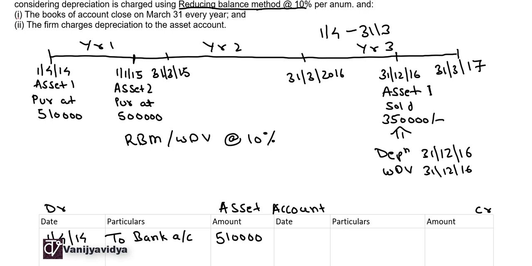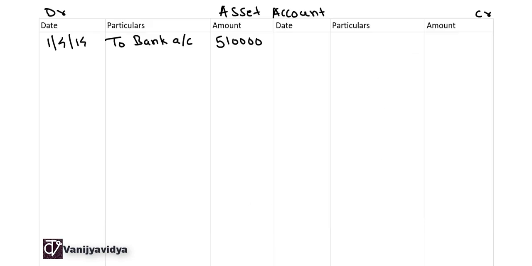So in year 1, the next transaction is on 1st Jan 2015, asset 2 was purchased at 5 lakh. So let's record this purchase of asset in the asset account. Entry will be again asset account debit to bank account 5 lakh. So on the debit side of the asset account, on 1st Jan 2015, to bank account 5 lakh.